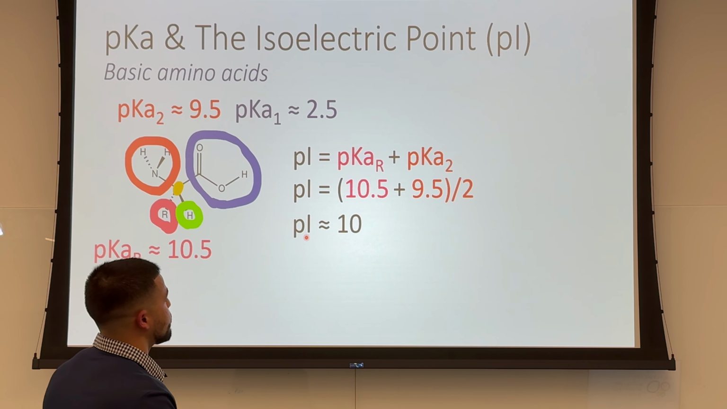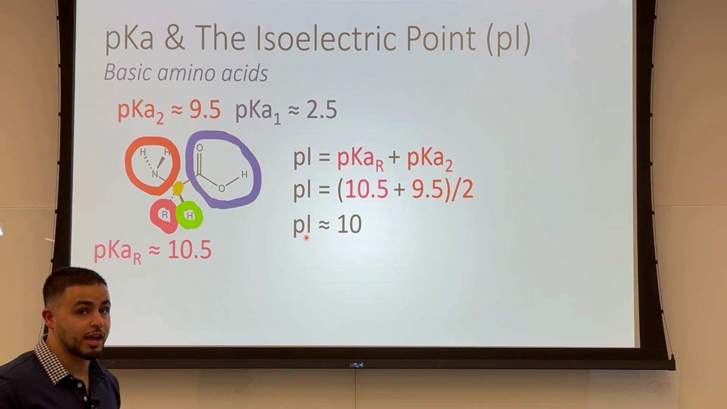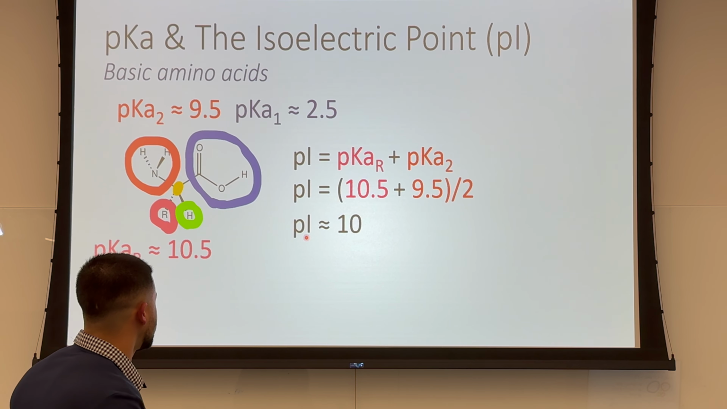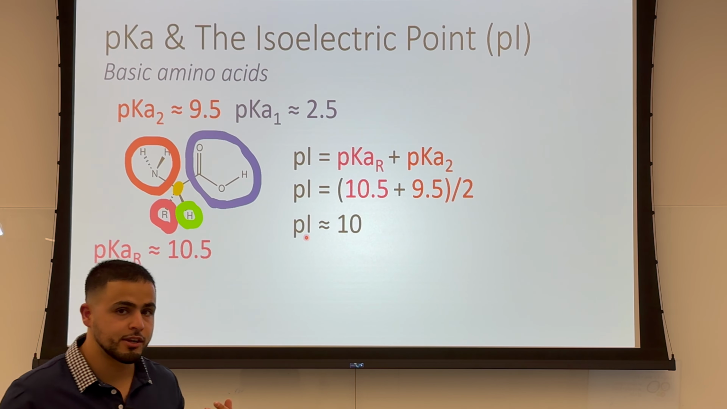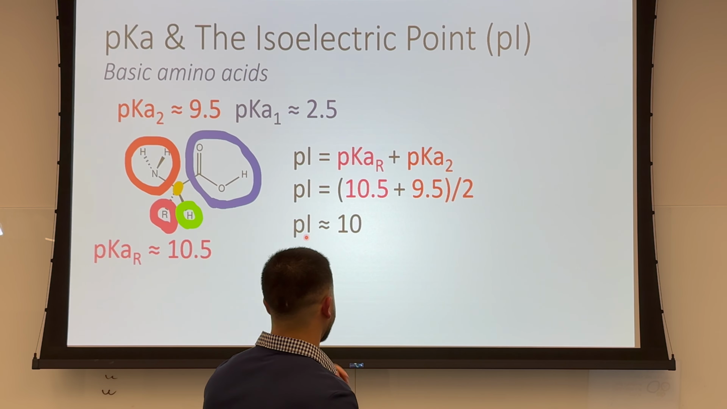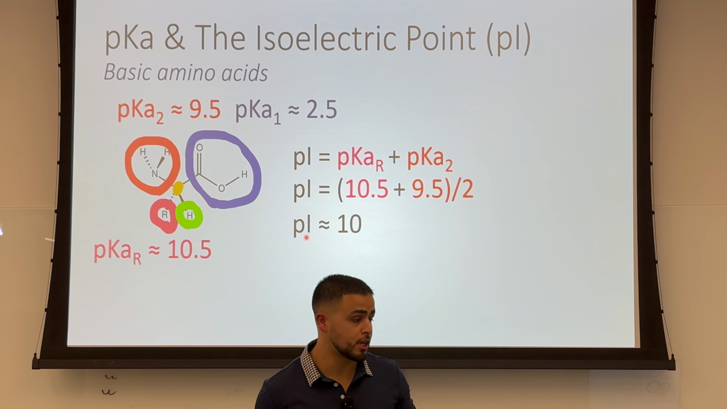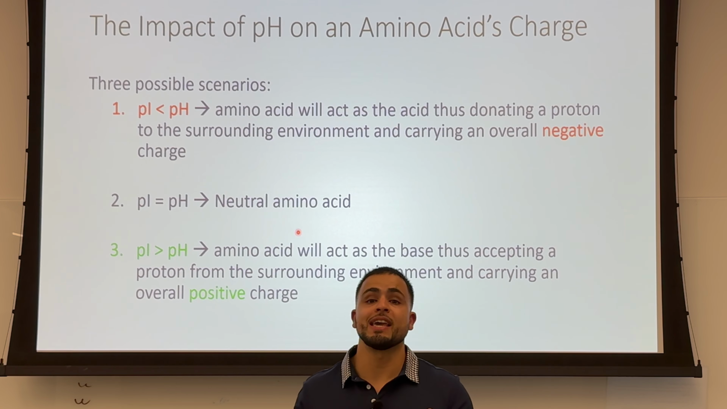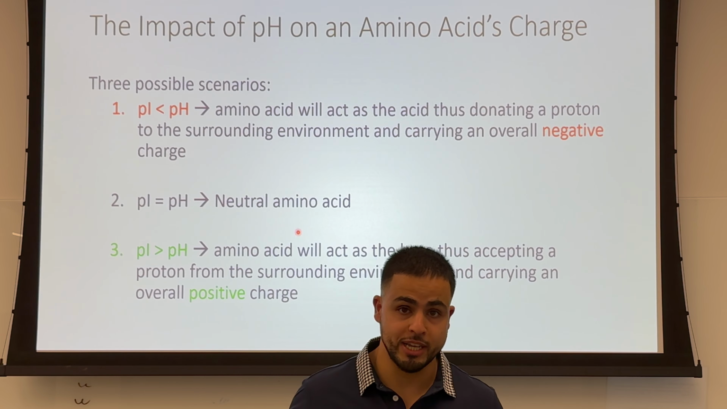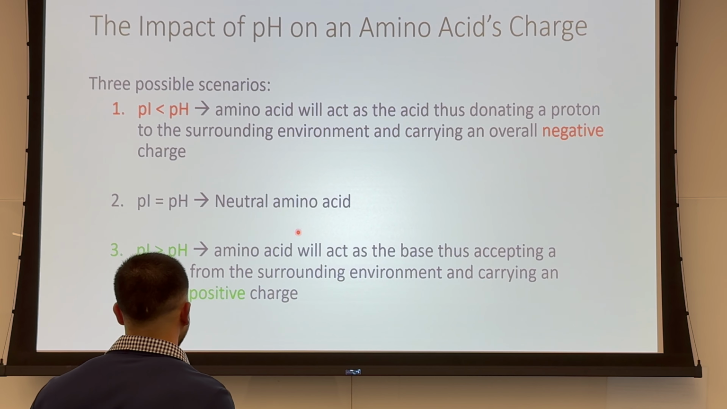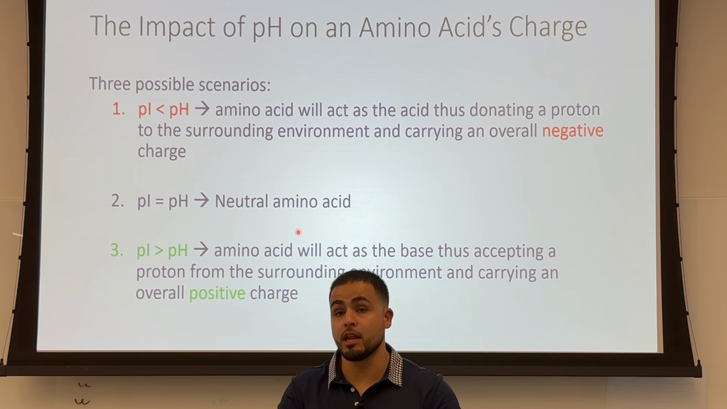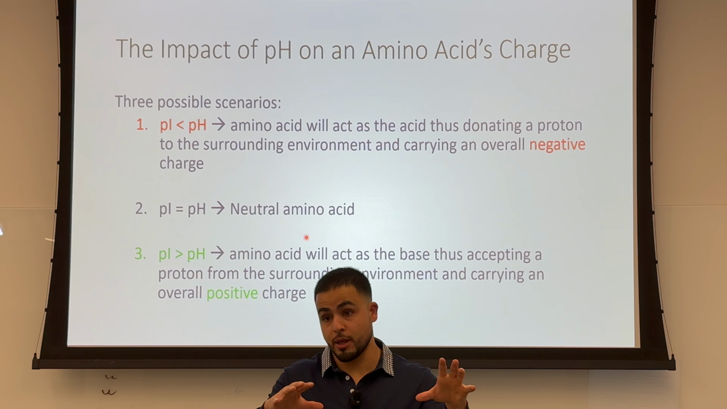Now, how do you remember which pKa's to take into account? It's very simple. You're always going to take the pKa of the R group, but then if it's a basic amino acid, then you're going to take the pKa2. If it's an acidic amino acid, then you're going to take pKa1. Now this right here is the crux of the matter. This discusses the PI value of proteins and amino acids. So logically, when you put an amino acid or a protein in an environment that has some sort of pH.